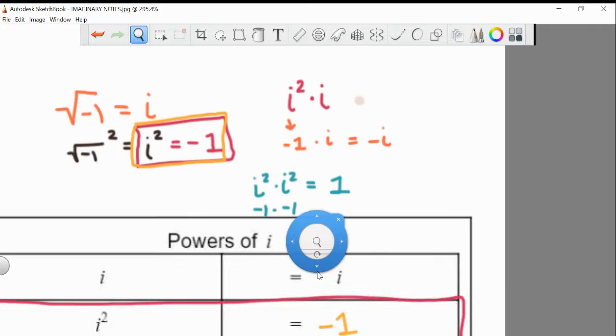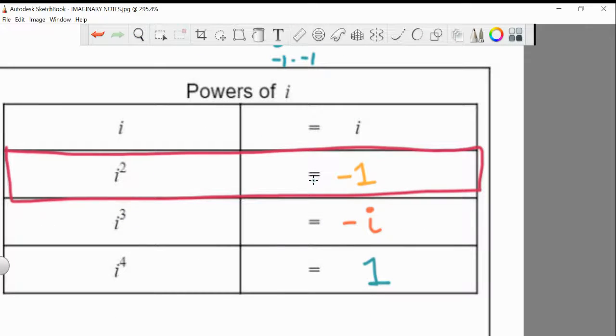So these 4 are 4 numbers that you need to memorize. i equals i. That one's a little silly, but i equals i, sure, that's fine. i squared equals -1, we talked about that. i cubed equals -i, we kind of talked about that. And i to the 4th equals 1. That one is just to finish us off.